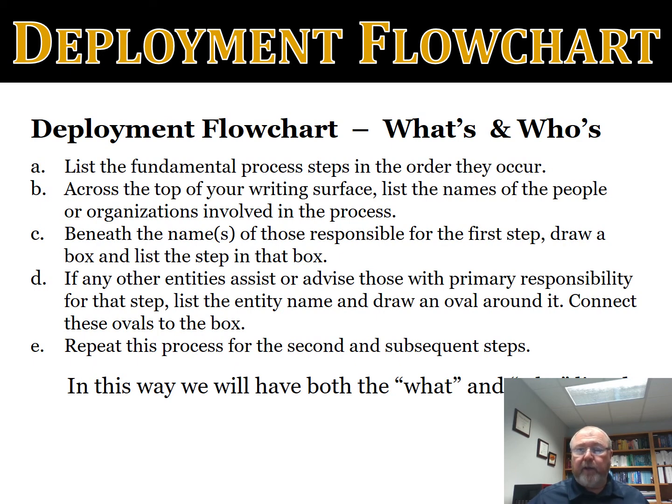So from a process perspective, the way that we would do that is that we'd list out those main process steps in the order that they occur, same as we did on the last one. Across the top of whatever surface you're using to write on or to construct your process map, list the names of the people or organizations involved in the process.